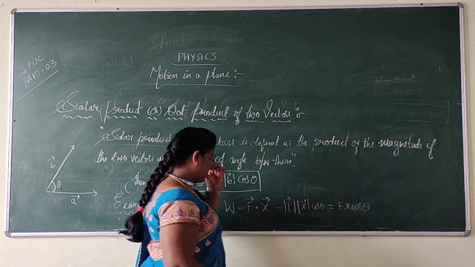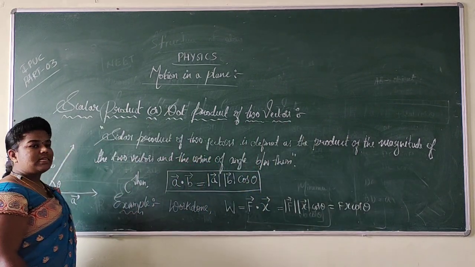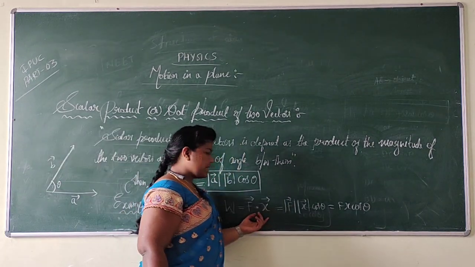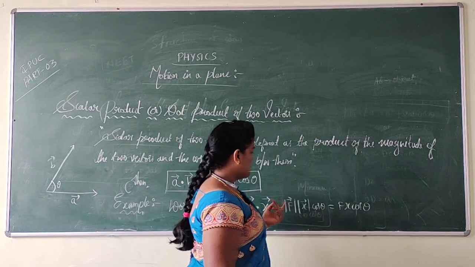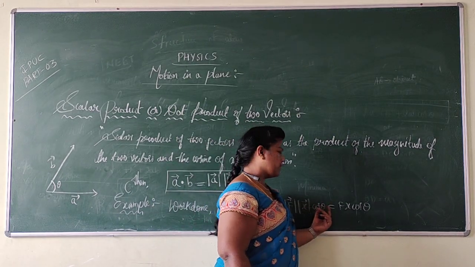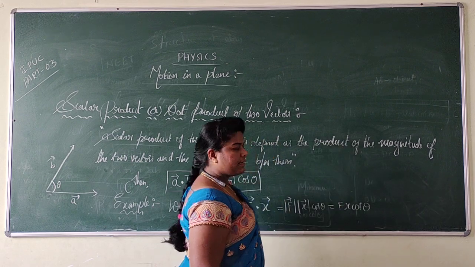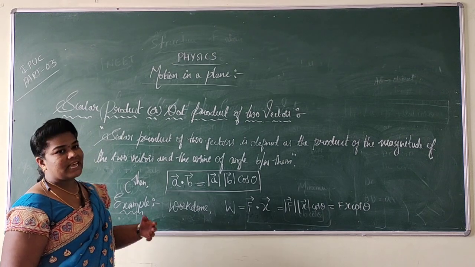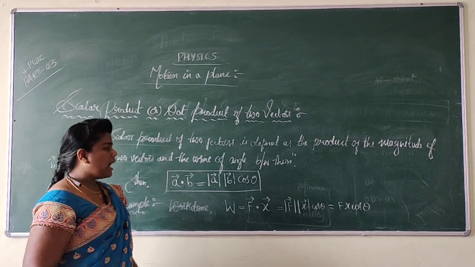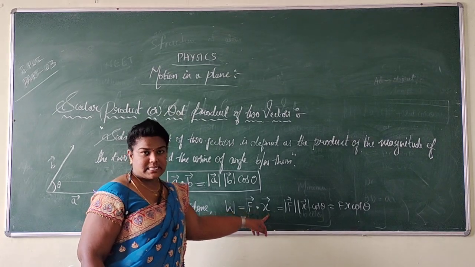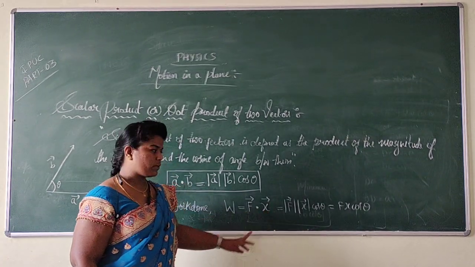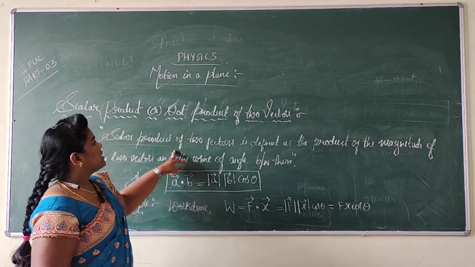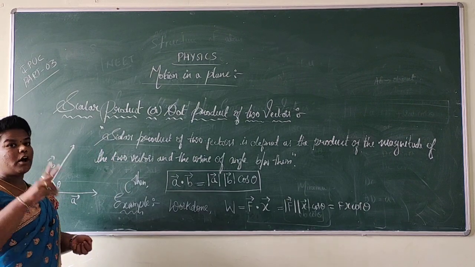I am just showing you different ways of writing the scalar product. So W is equal to F vector dot X vector, and this can be explained with the help of the scalar product definition: magnitude of X into magnitude of F into cos theta, simply written as Fx cos theta. My dear students, I am just using the magnitudes here and not any direction. Keep it in your mind. Force is a vector quantity and displacement is a vector quantity, so I am multiplying two vector quantities which gives a scalar quantity. That is called the scalar product of two vectors.